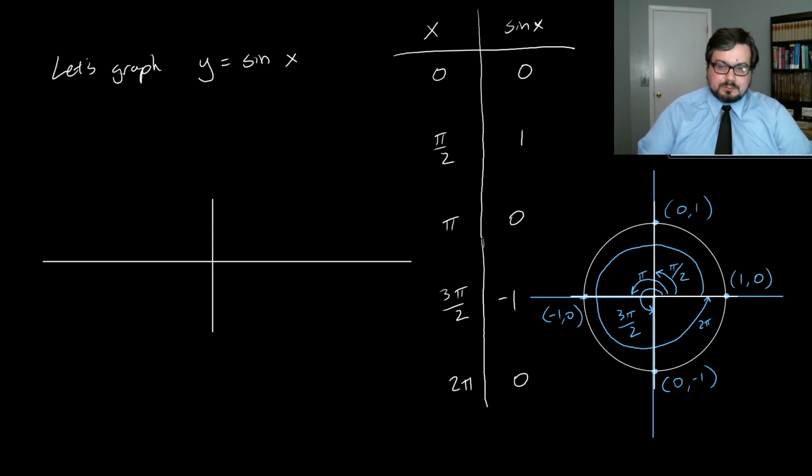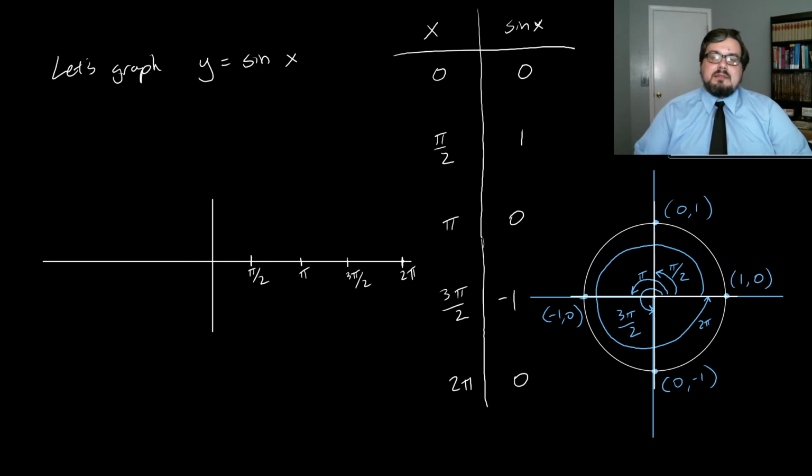Now, when you're graphing these functions, sine and cosine and so forth, these are the points that you're going to want to use. At the very least, you want to use the multiples of pi over 2, and they're the ones that you want to note on your graph. So we'll look at pi over 2, pi, 3 pi over 2, and 2 pi.